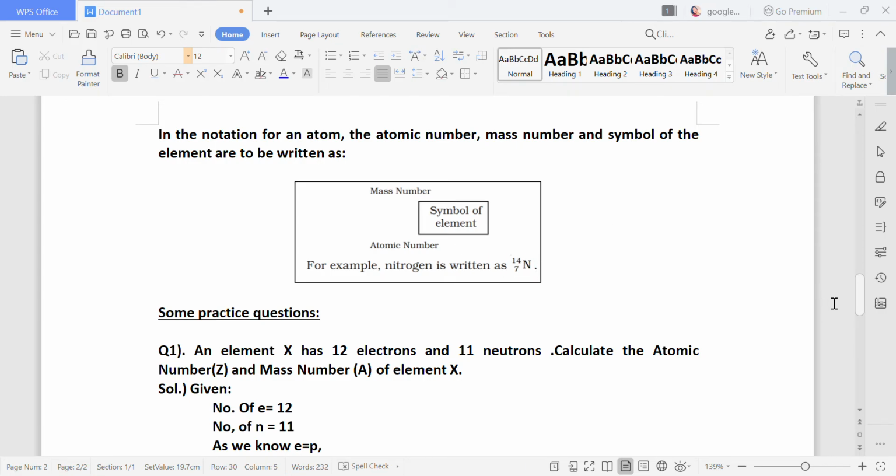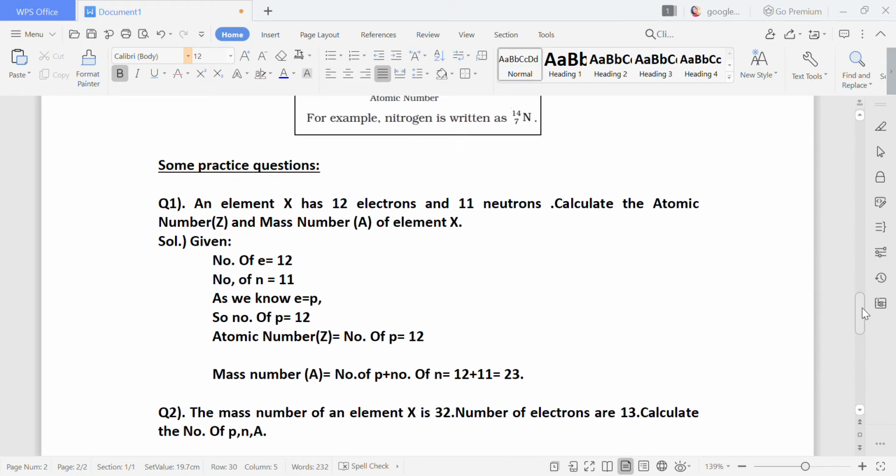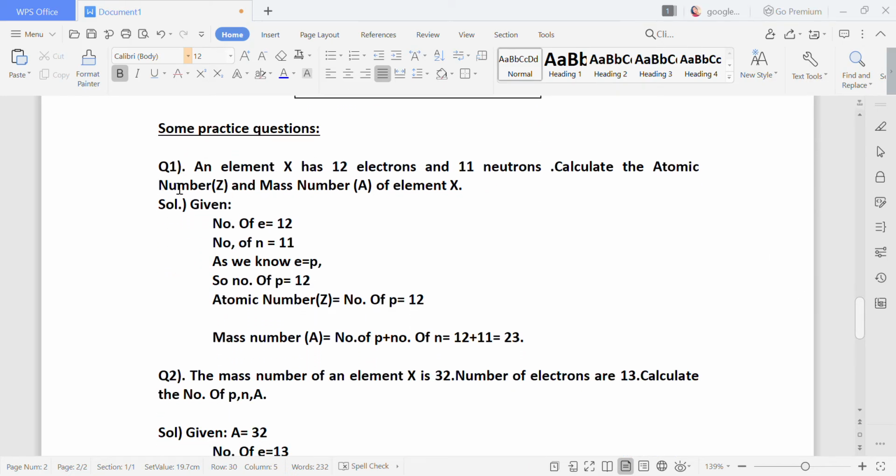Then children, I had given you certain practice questions. See, first question. Question number 1 says, an element X. We have taken an element X which has 12 electrons and 11 neutrons. And they are asking you to calculate the atomic number, that is Z, and mass number A of the element. So when you start this type of question, always write given, whatever is given to you.